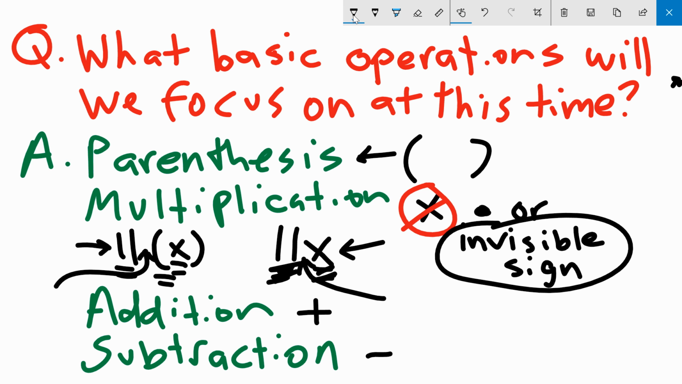So again, we got parentheses, multiplication, addition, and subtraction are the operators, basic operations that we'll be focusing on at this time.